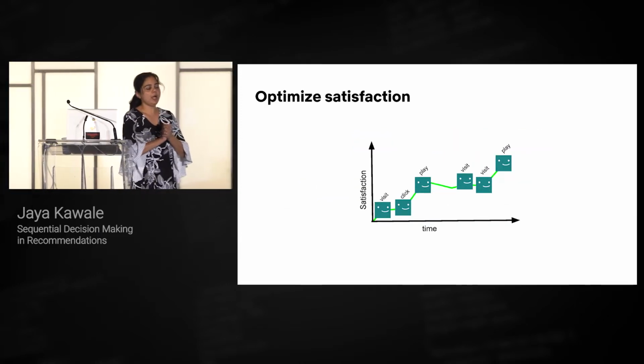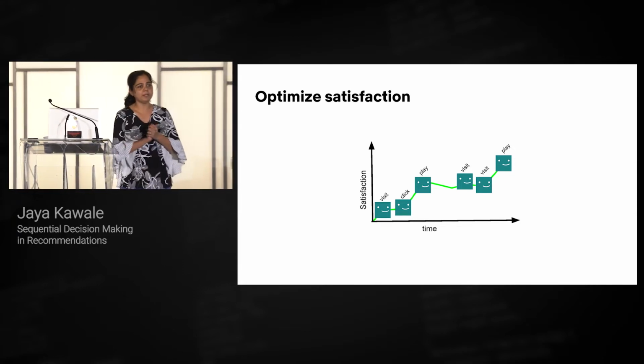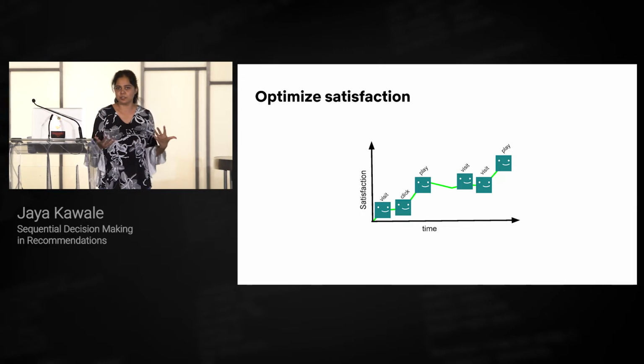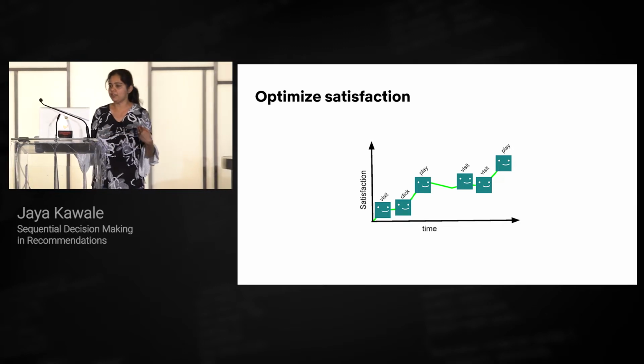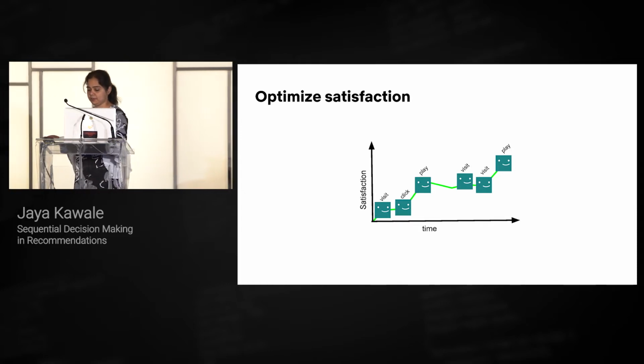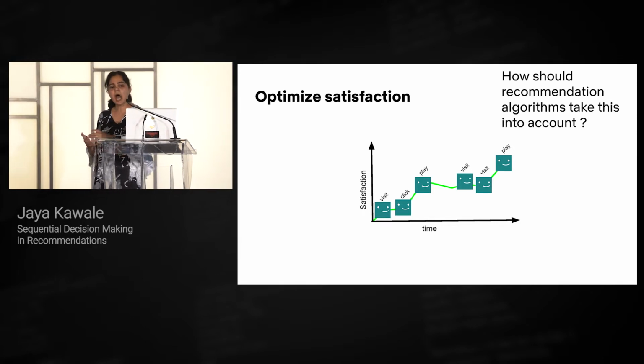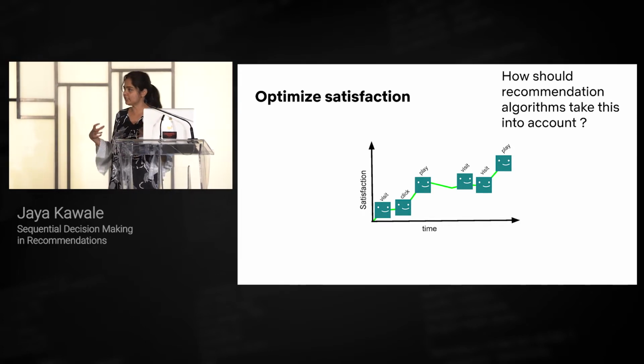What we want to do as Netflix is try to optimize for the satisfaction of the users. So given this trajectory of the users, how can we optimize for the user satisfaction? The important question over here is how can recommendation algorithms take this into account while recommending titles to you?